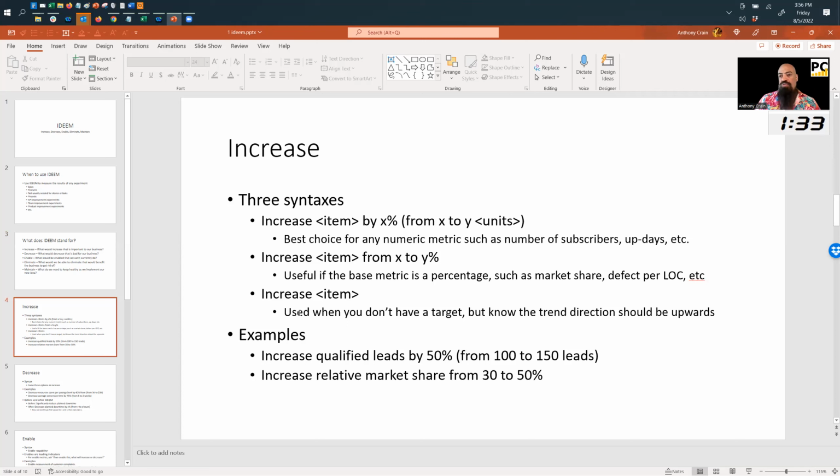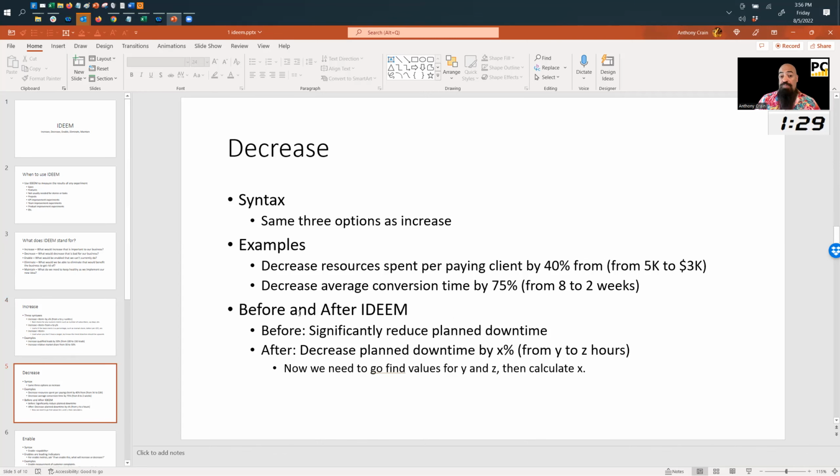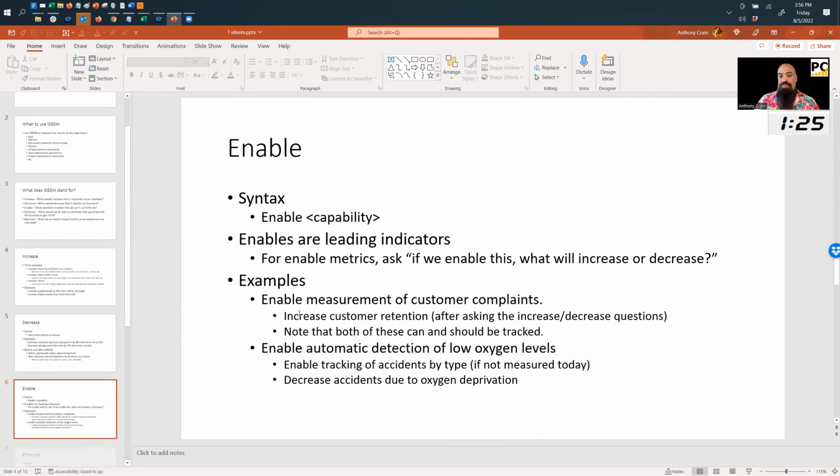I'll come back and go through them slowly. So for increase, there are a couple of syntaxes available, and we give you some examples. Decrease has the same syntax as increase, and we give you some examples.